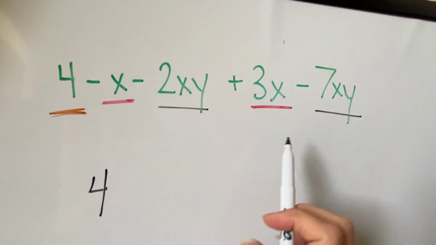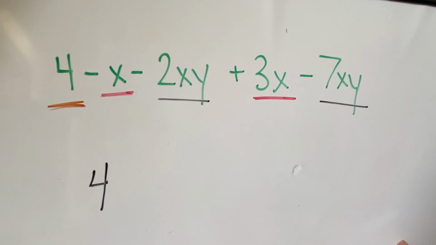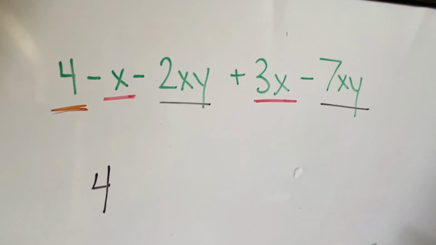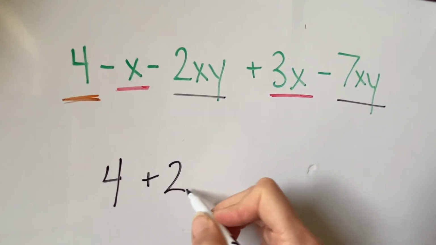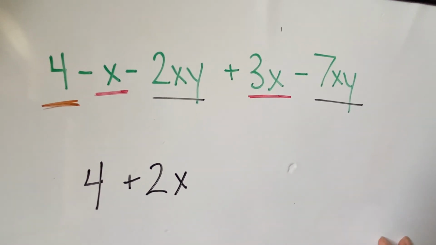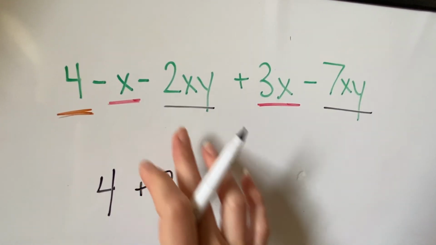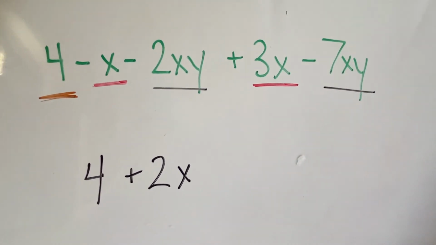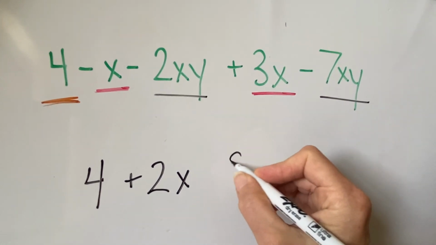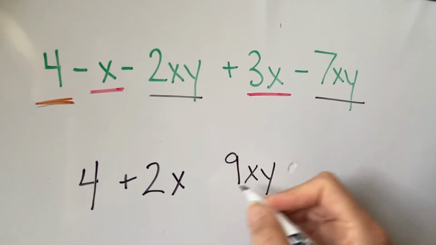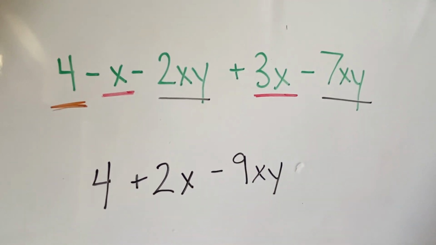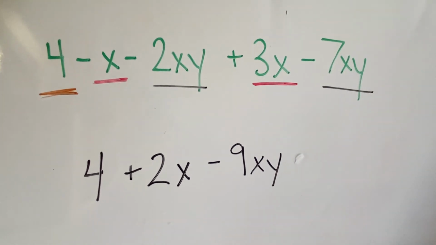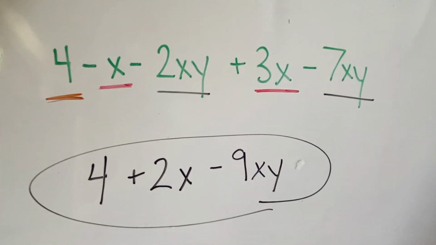Now we have a -1 and a positive 3x. So -1 plus 3. Different signs means you subtract. 3 minus 1 is 2. It's positive because 3 is the bigger number and it has the positive sign. Now we have a -2xy and a -7xy, so -2 plus -7. Both signs are the same. We're going to add 2 and 7 and get 9. And there's a negative sign in front of it, so the negative sign stays. Okay, so 4 plus 2x minus 9xy. That can be your answer.